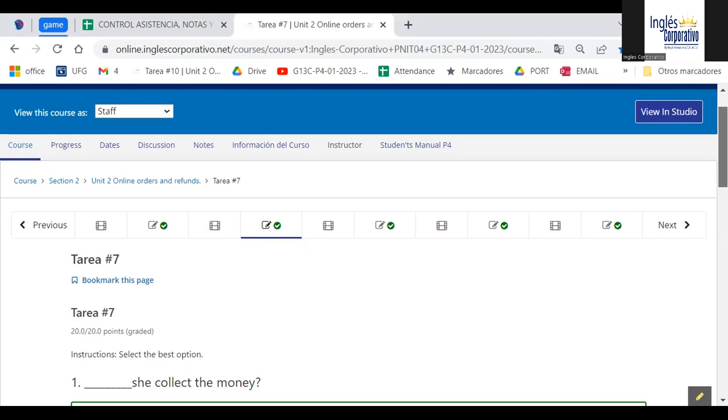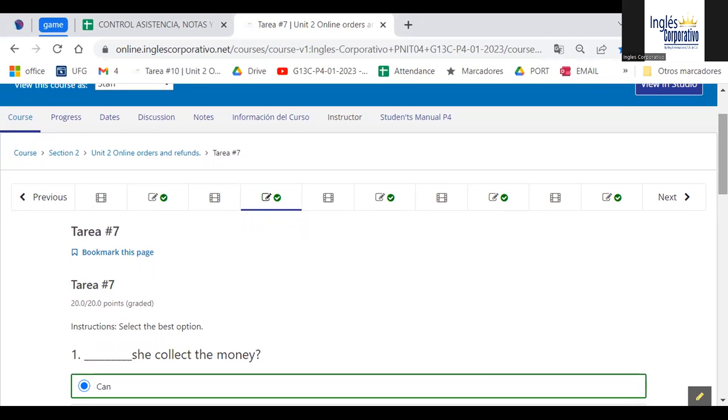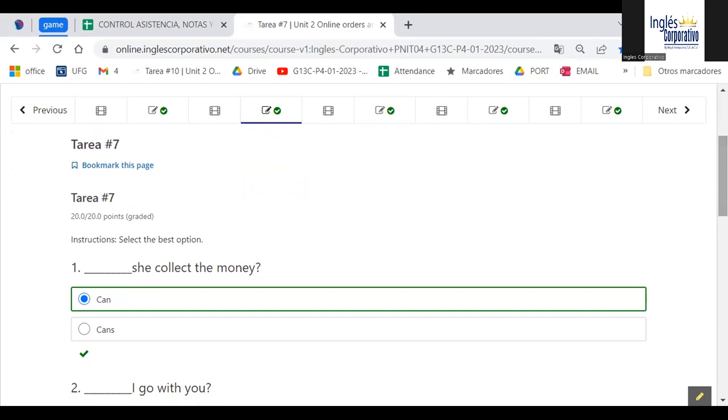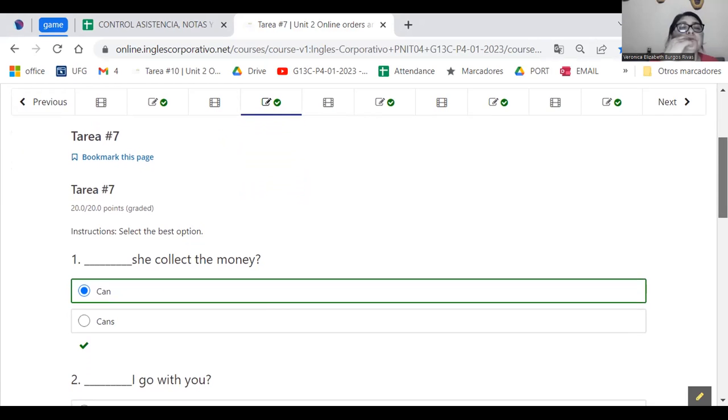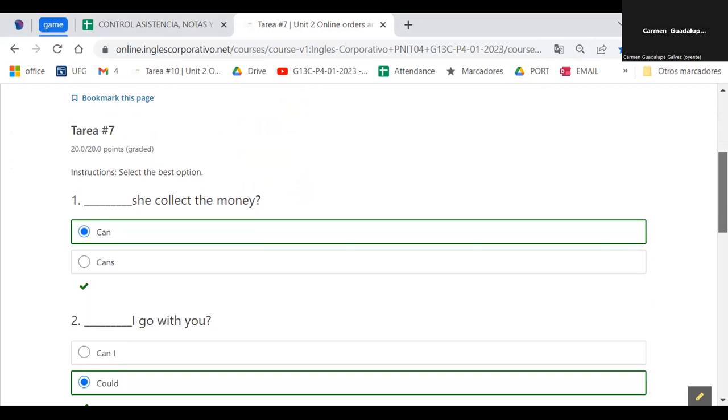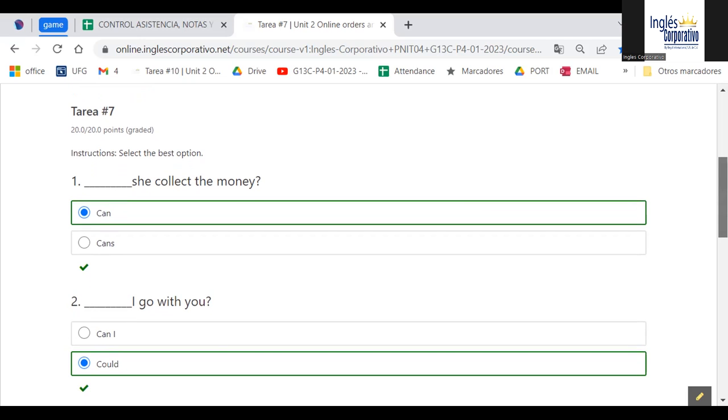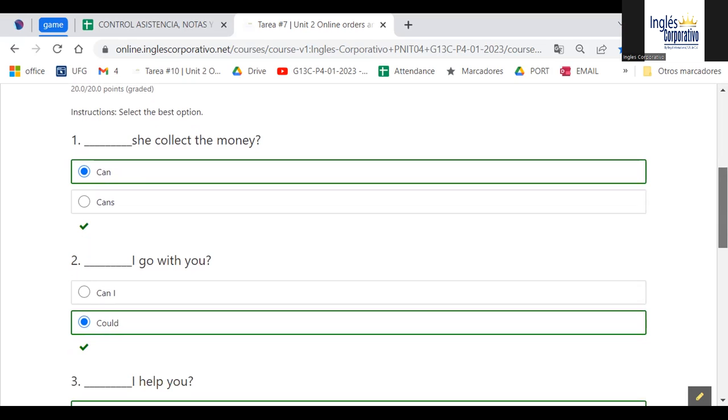Sentence number one. Can I go with you? So what's the right answer for number one? Can. Okay. Yes, that's right. Awesome. Number two. Can I go with you? Awesome. Okay, is this a request or ability or what? What's this usage? Polite. Okay, it's more polite. ¿Cuál es el uso? Request, ability, permission, offer. Ajá, ¿podría ir contigo? Or request, eso podría ser una petición. Yeah, that's a request or offer.